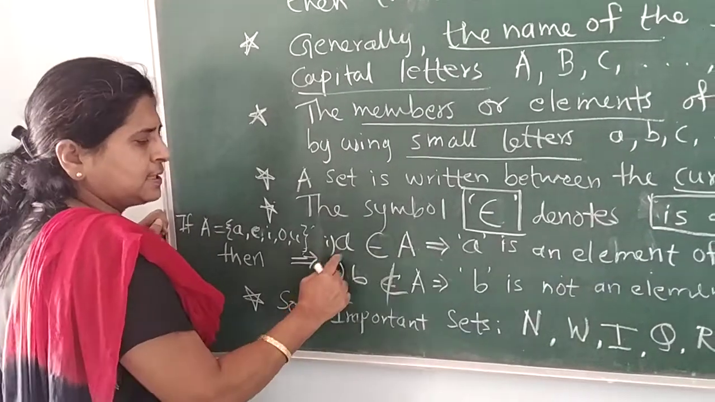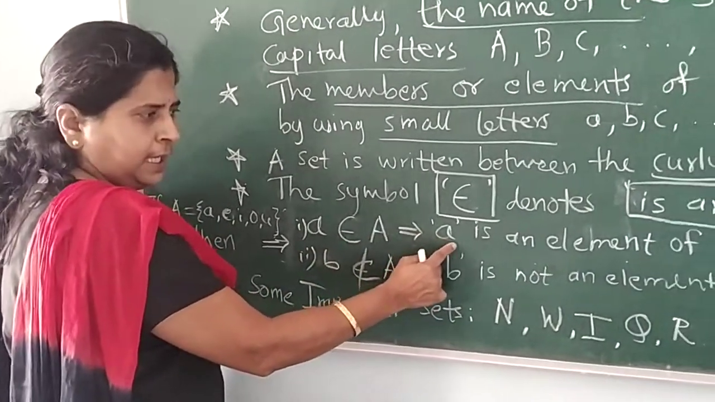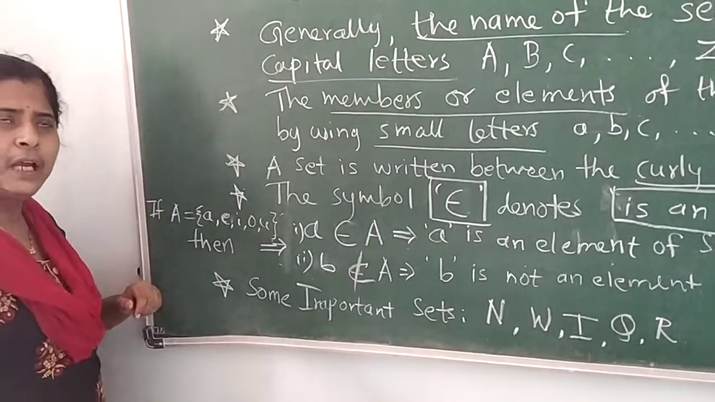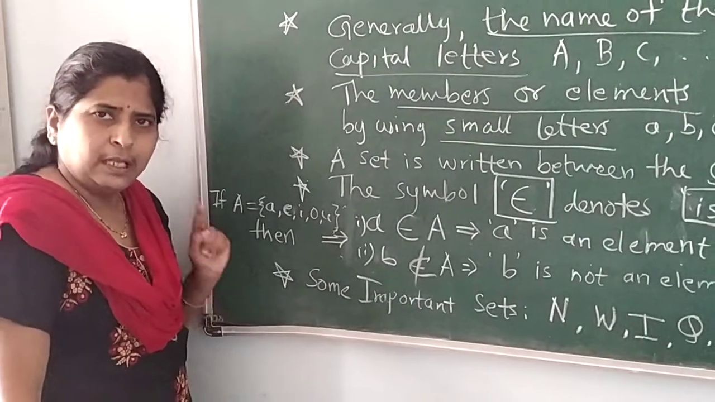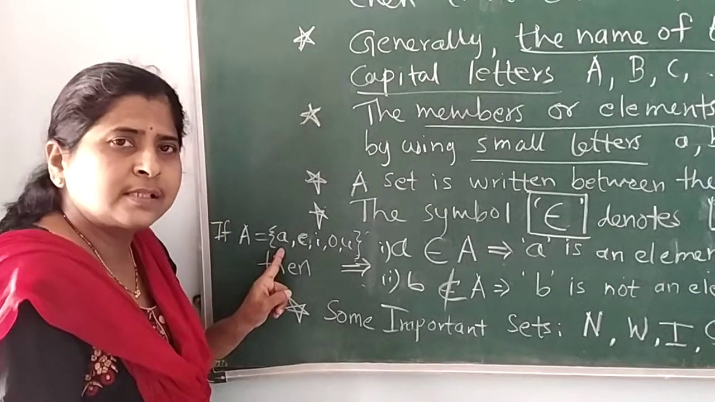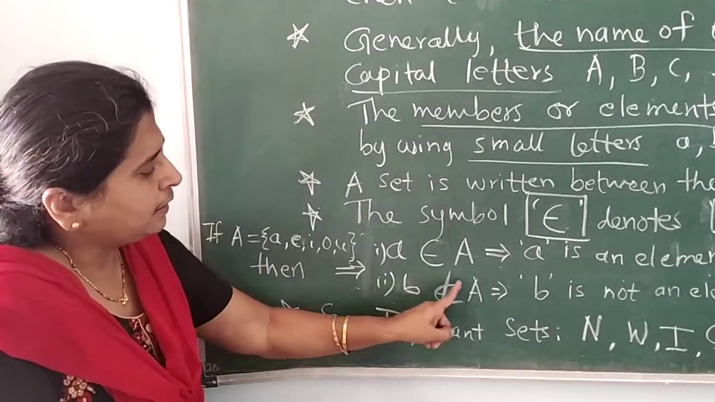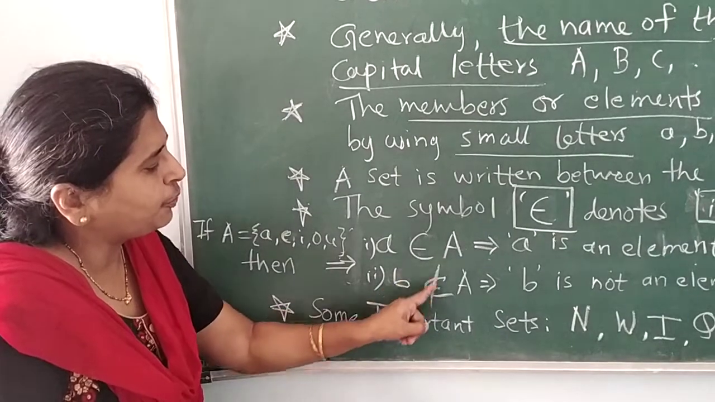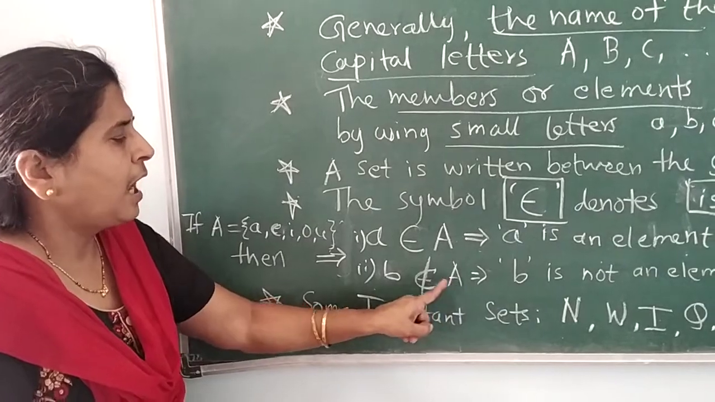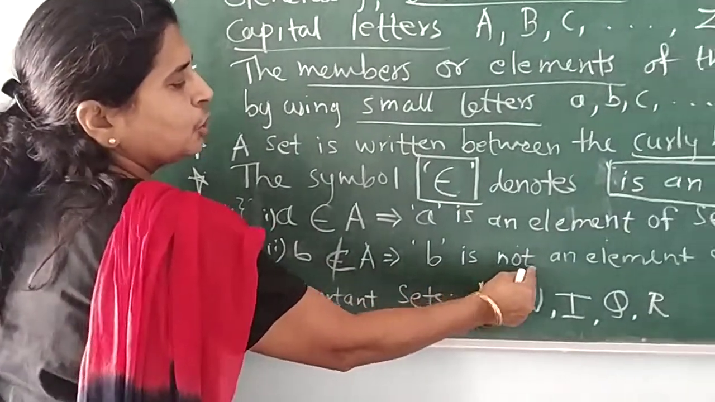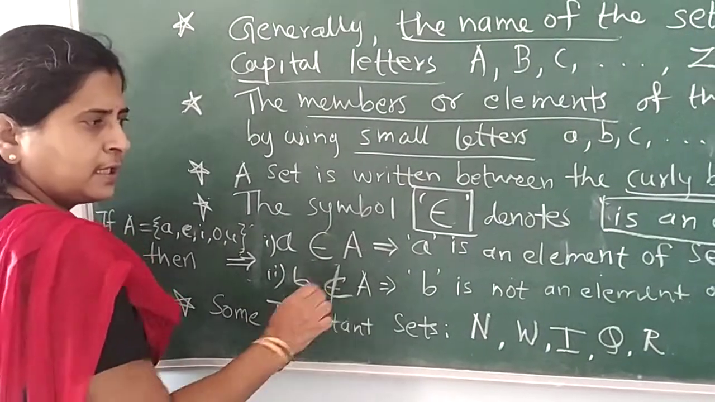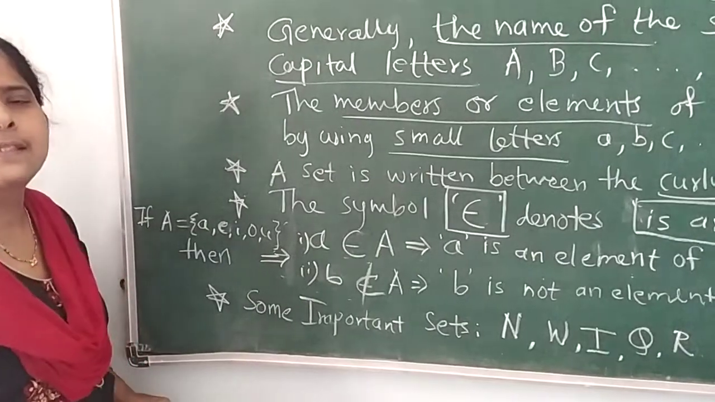So how to read this symbolic statement? a ∈ A: a is an element of set A. Now we can observe: is b an element of set A? If the answer is no, then how to write this in symbols? b, this symbol we have written, and we have put a cross line through it, and then we have written A. How to read this? b is not an element of set A. So this is an element and this is not an element of this particular set.